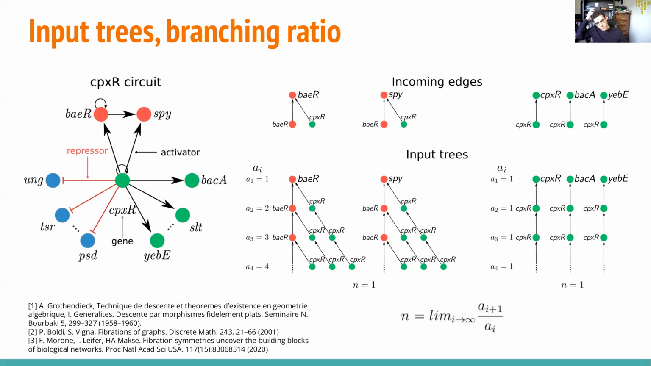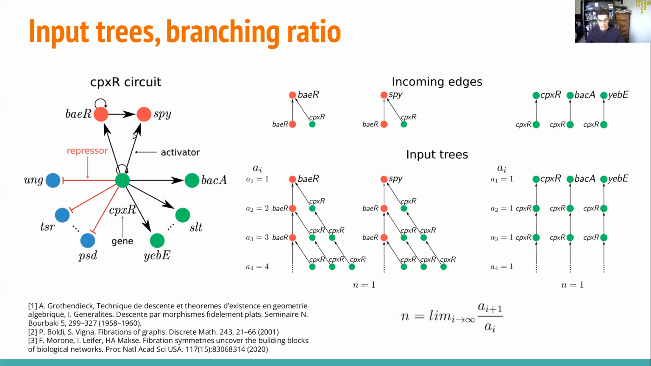So input trees. Let's consider this circuit here that's coming from the gene regulatory network of E. coli. Each node here is a gene, and interactions between nodes are transcriptional regulation. There are two types that we consider here. One is activation, and another one is repression.